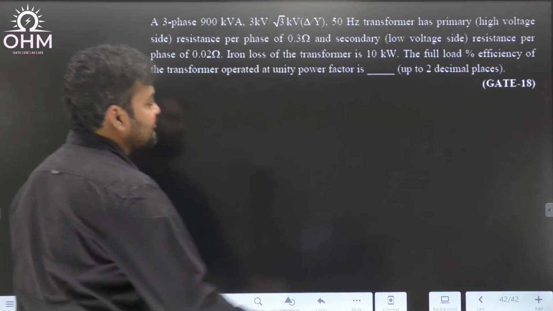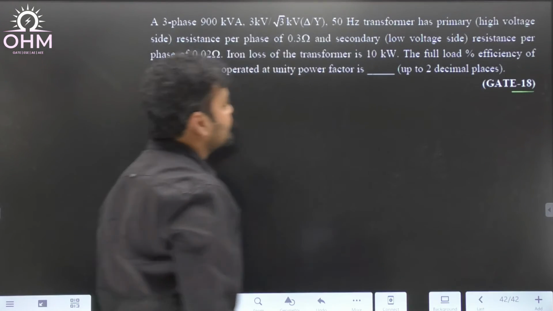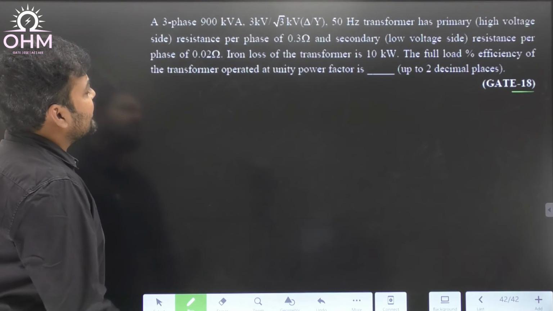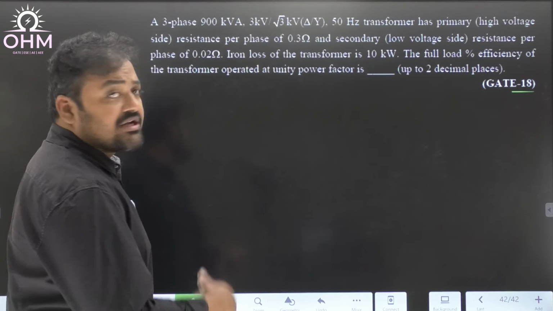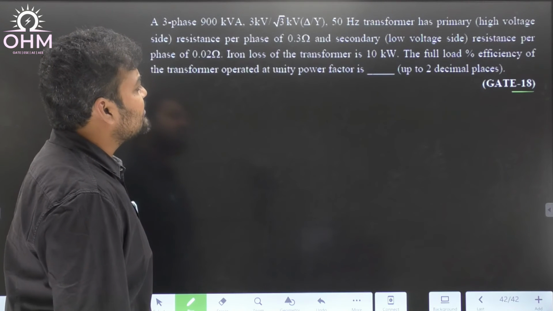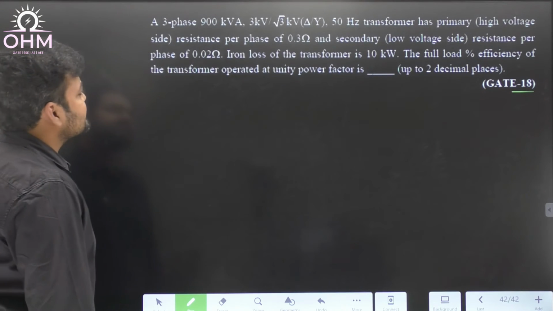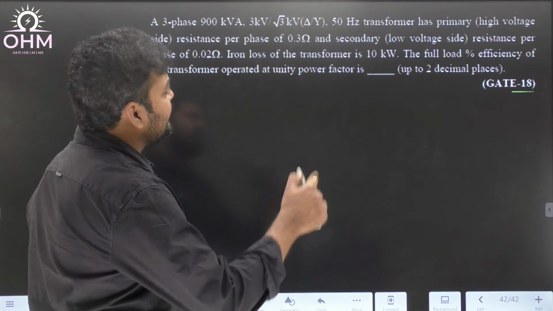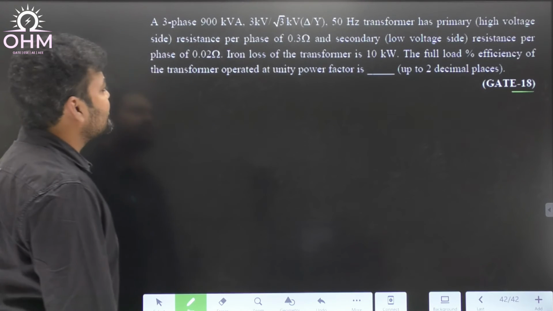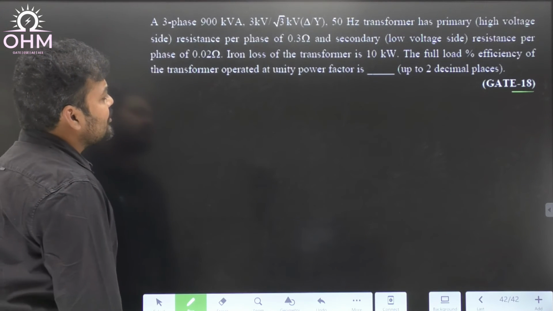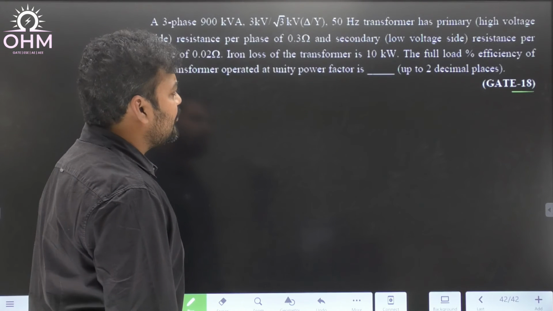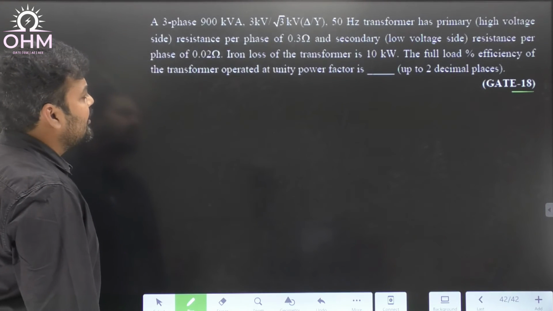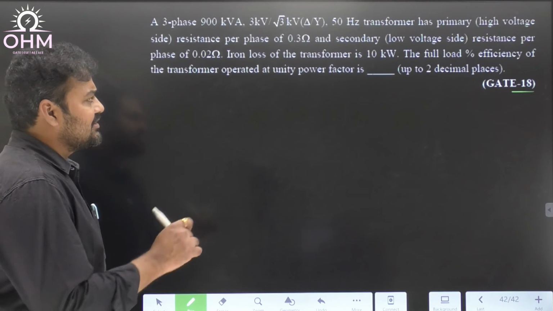This is a question from GATE 2018 paper. So read the problem. A three-phase 900 kVA 3 kV by root 3 kV delta star 50 Hz transformer has primary high voltage side resistance per phase of 0.3 ohm and secondary low voltage side resistance per phase of 0.02 ohm. Iron loss of the transformer is 10 kilowatt. The full load percentage efficiency of the transformer operating at unity power factor is how much?